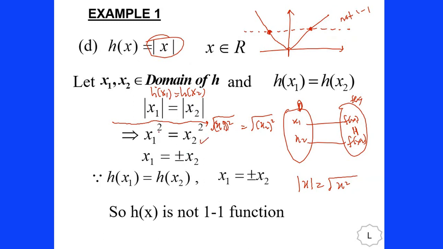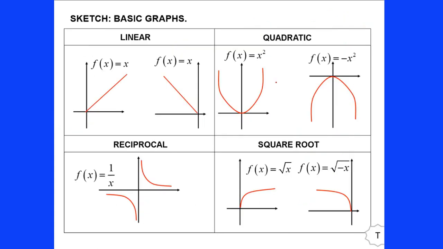Then this one is like x squared equals 4, so x is plus or minus 2. So because h(x1) equals h(x2), therefore x1 equals plus or minus x2. So h is not a one-to-one function. Okay, so it is not a one-to-one function.